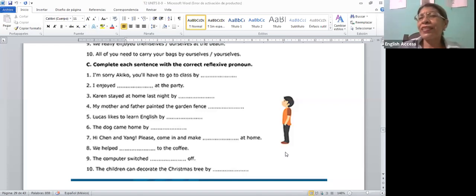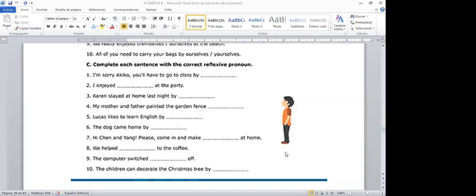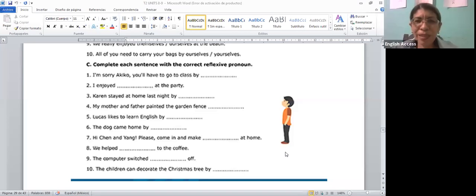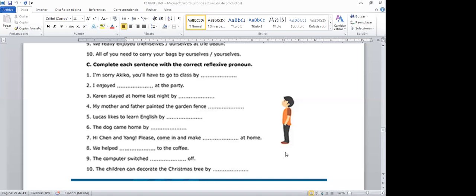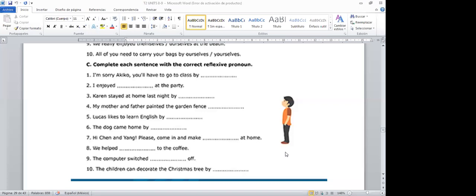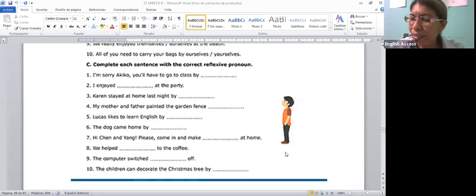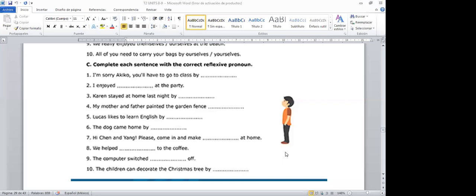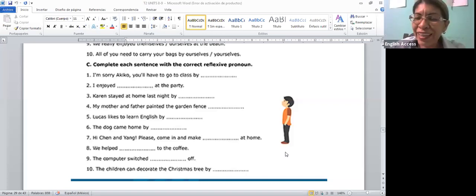Imagine that they are your friends. You're talking to your friends. Come in, make yourselves at home. That's plural, yourselves at home. Okay, number eight. We helped ourselves to the coffee. Yes, number nine. The computer switched itself off. Yes, number 10. The children can decorate the Christmas tree by themselves.